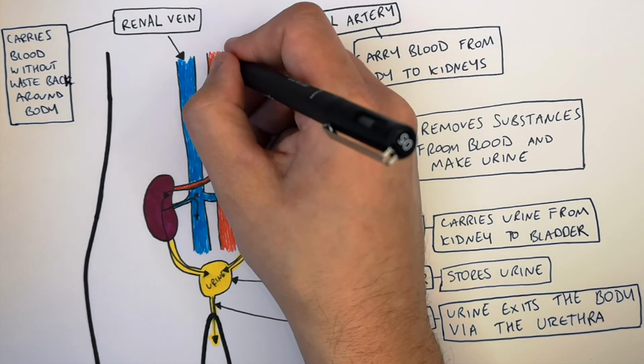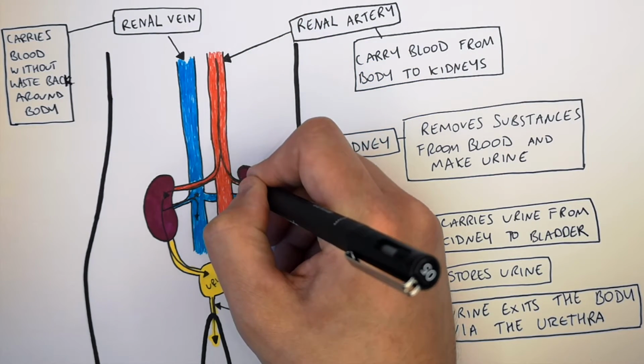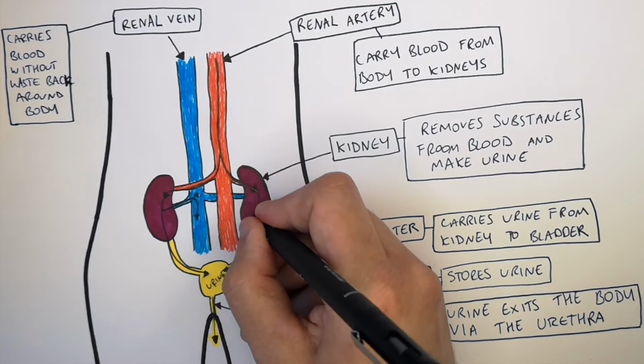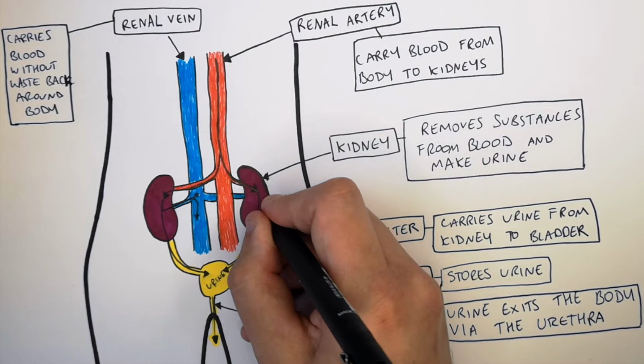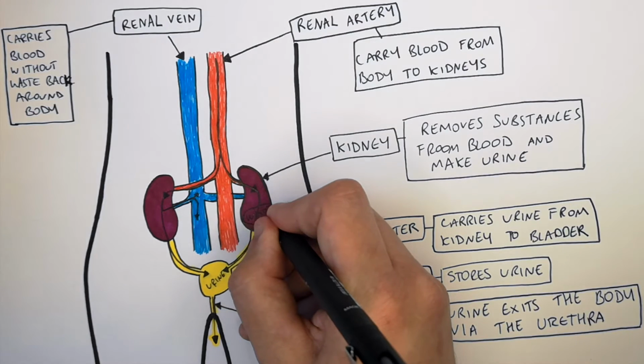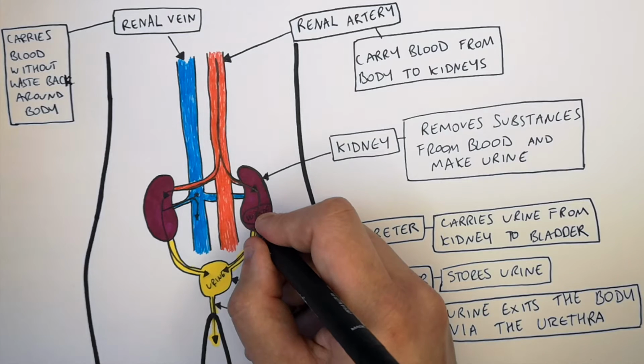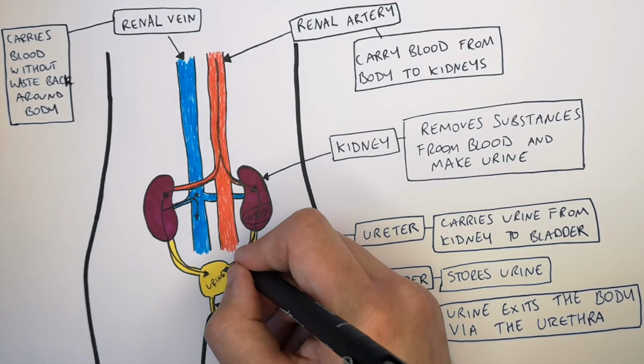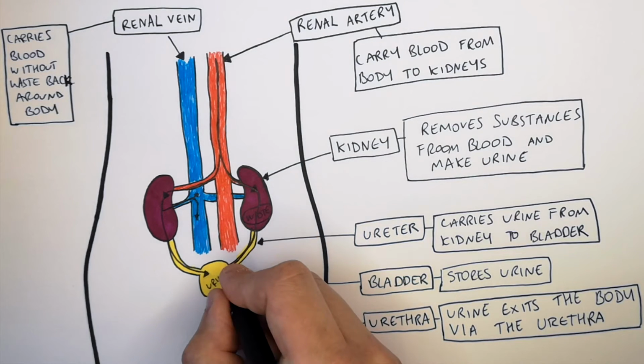So let's now summarize. The renal artery carries blood from the body to the kidneys. The kidneys receive the blood that needs to be processed. The kidney removes substances from the blood and makes urine. This waste product that is in the urine is then going to be transported to the bladder via the ureter. It is stored in the bladder.